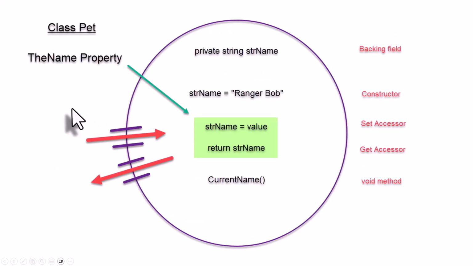Once again, the cave. The properties are protected. There's only one way in, the set. The get is going to get it out. That's it. And of course, you can have void, you can have different methods in here that will be able to get access to the string name here and bring it out as well. But the thing is, it's a doorway. There's only one way in.